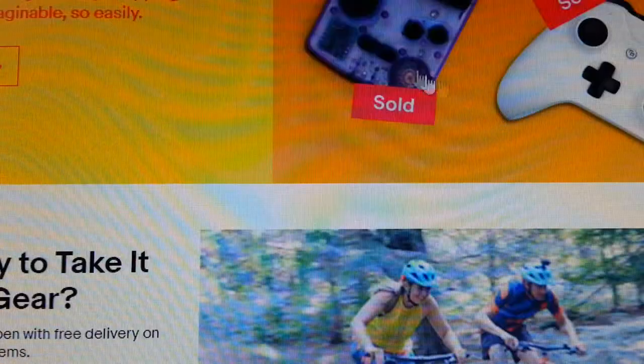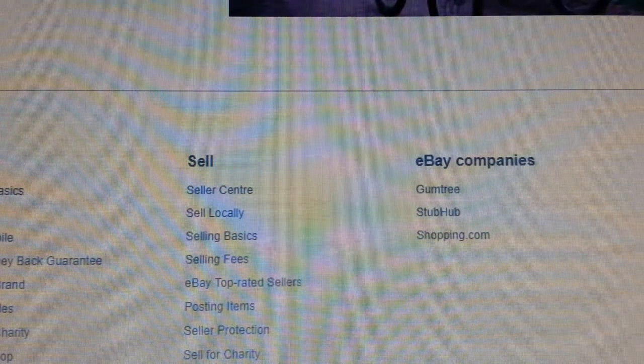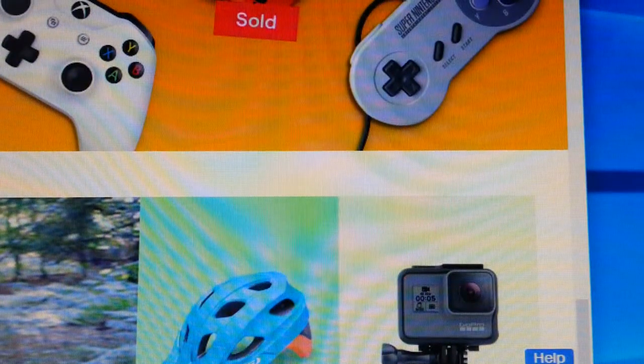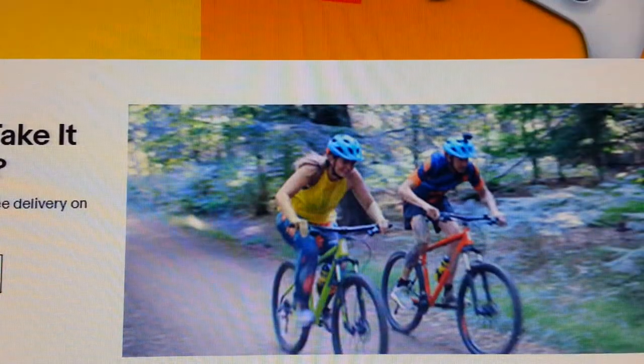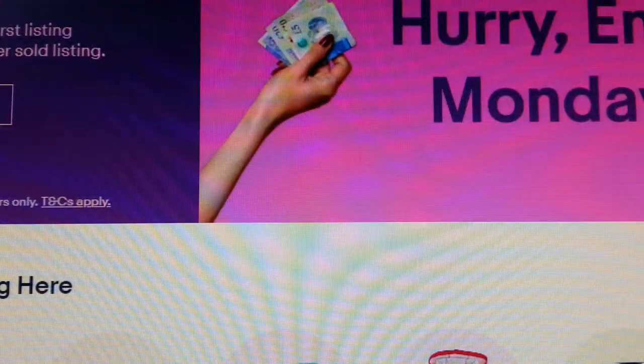Right there, look. It's telling handheld games. Look. He has given you ideas of handheld games. He's telling us here, bicycle, push bike, helmet, GoPro camera, look. See that? GoPro camera. So literally, eBay is telling everybody what's the score with eBay. What sort of product they're selling right now.